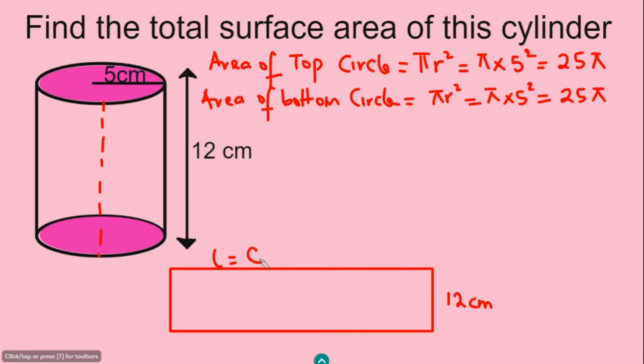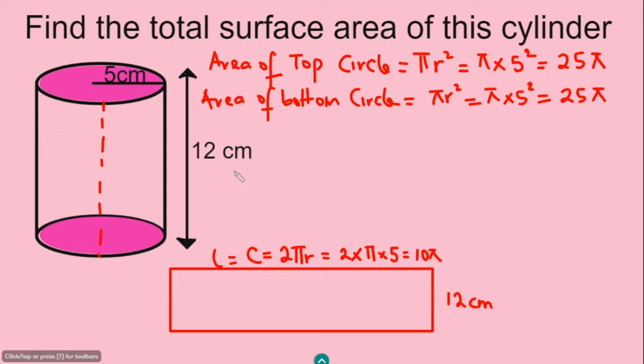And then the length here is actually going to be the circumference when you spread it out, the circumference of the circle, which can be calculated by the formula 2 times pi times the radius. Here the radius is going to be 5, and if you multiply this out, you have 10 pi.